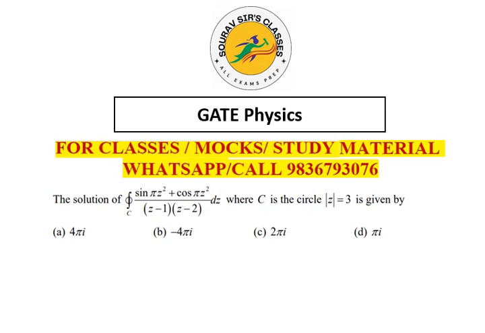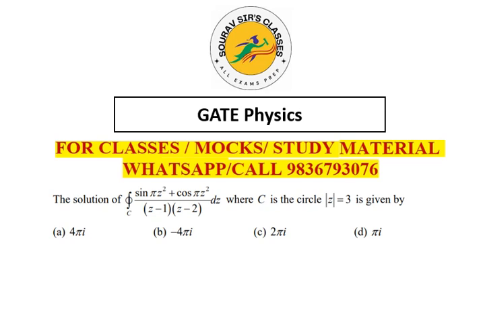Let us solve one problem from mathematical physics. The problem states that we need to find the value of the closed integral of (sin(πz²) + cos(πz²)) divided by (z − 1)(z − 2), integrated over dz, where c is the circle of radius 3. So we need to find the value.